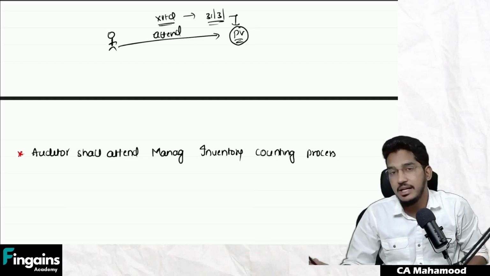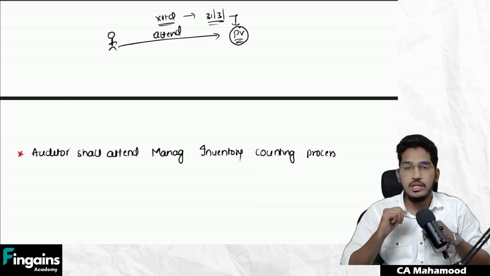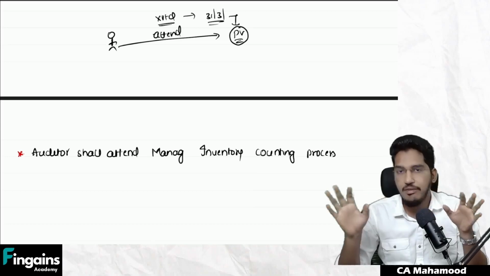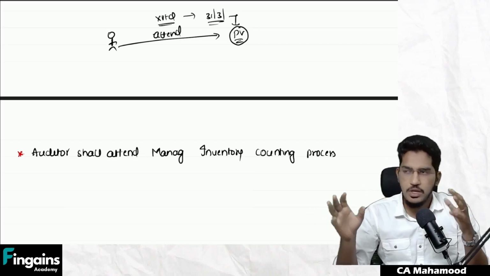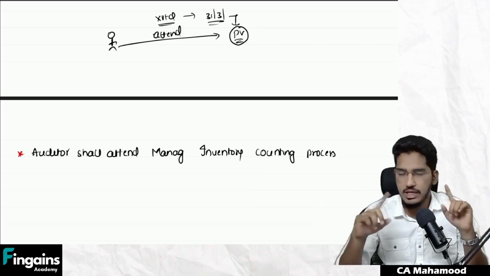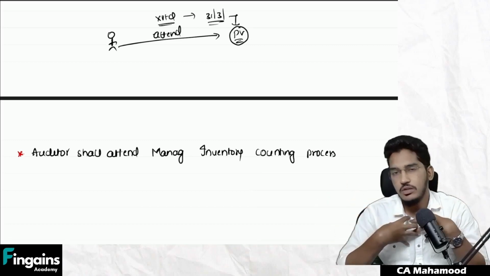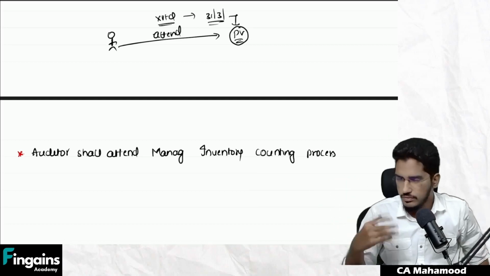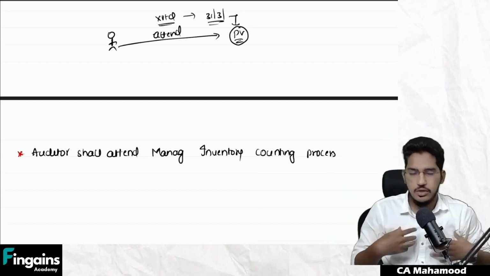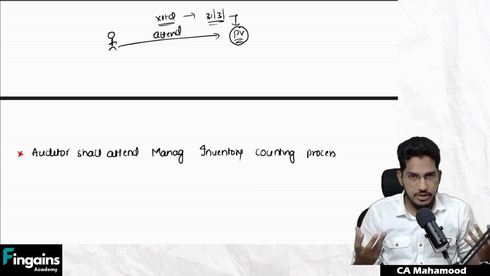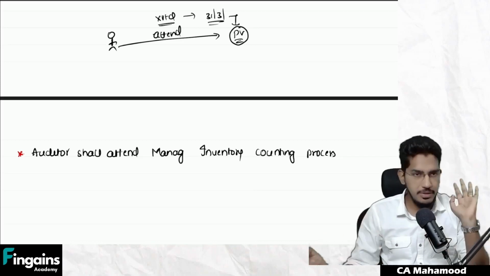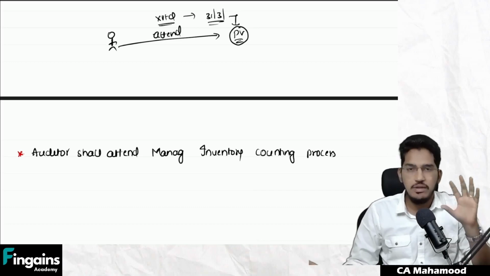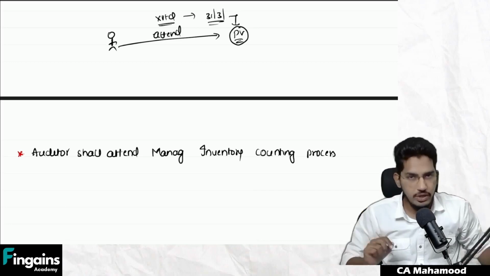Sir, what will I do by attending there? Management will be doing counting. You have to go to that inventory counting process. Management and their employees will be doing the counting activity. What are your responsibilities? You sit and observe there. Don't take too much effort. When I say management will be counting, the board of directors will not come and count. They will assign some employees who will be doing that counting process.